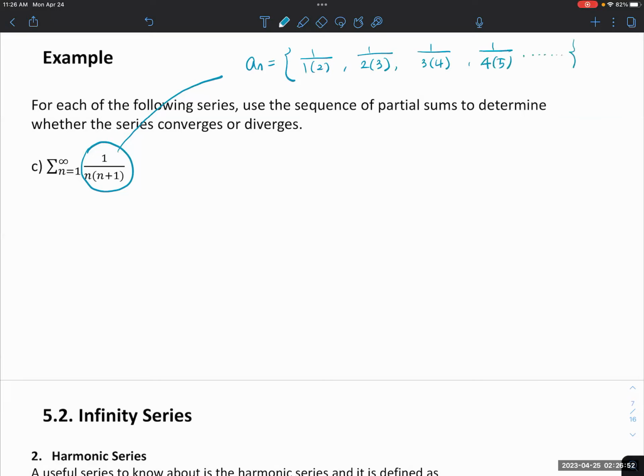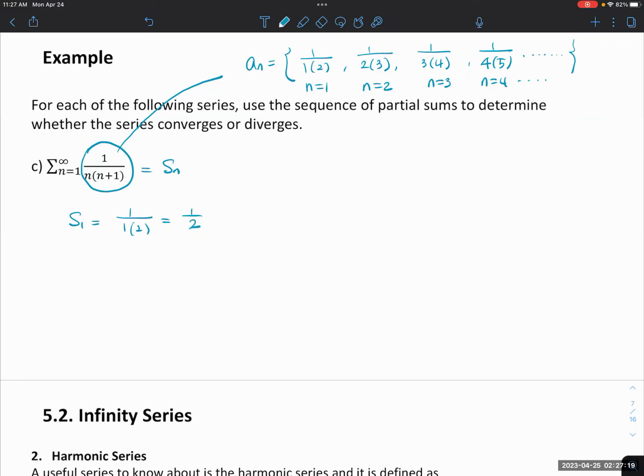This is when n equals 1, n equals 2, n equals 3, n equals 4. Keep going. This is a list of the sequence, the numbers. But I'm looking for Sₙ, the series. So let's write down the partial series terms. S₁ will be just the first one, so 1 over 2.